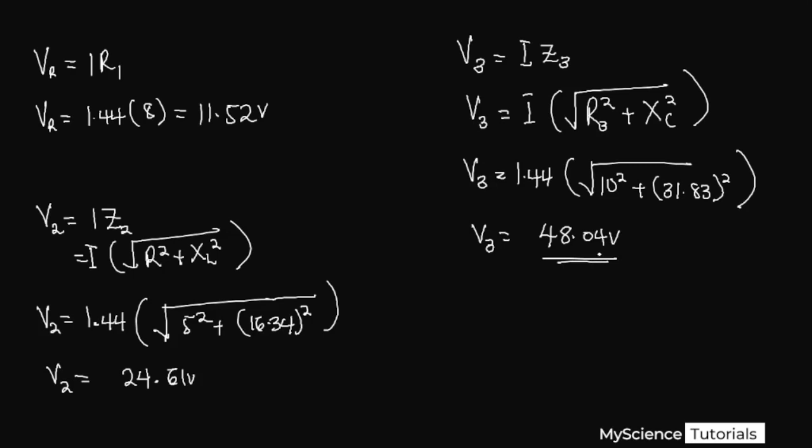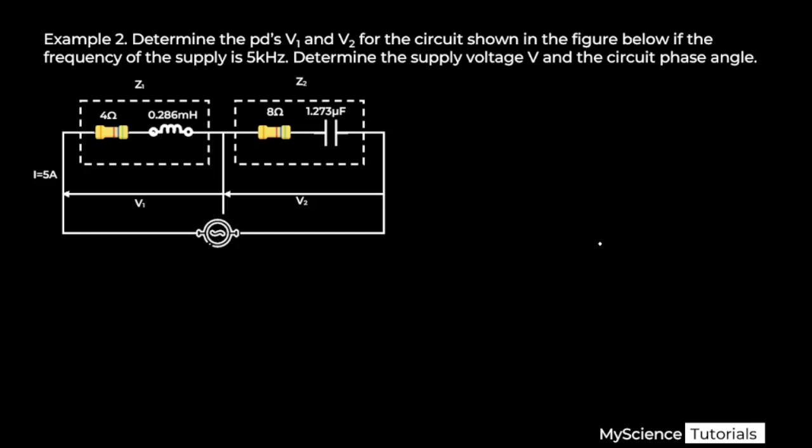Now let's go ahead and have a look at another example so that we further appreciate what we are doing on series connected impedances. So the second example that we have is this. We are to determine the potential difference V1 and V2 for the circuit shown in the figure below. If the frequency of the supply is 5 kilohertz, we are to determine the voltage supply and then the circuit phase angle.